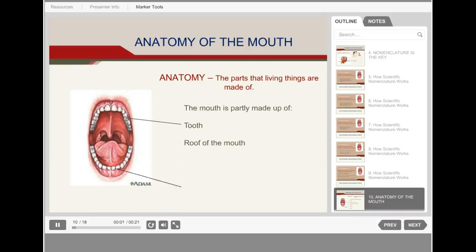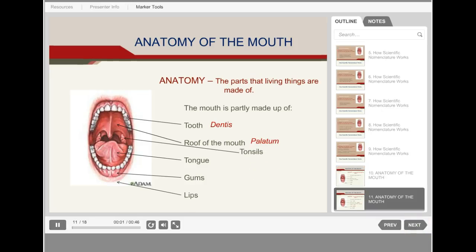The word anatomy means the parts that living things are made of. The mouth is made up of teeth, the roof of the mouth, tonsils, a tongue, gums, lips, to name a few. Each of these structures has its own scientific name or nomenclature. Any word that contains these roots refers to that part of the mouth.